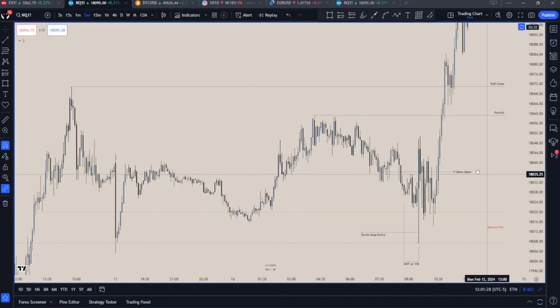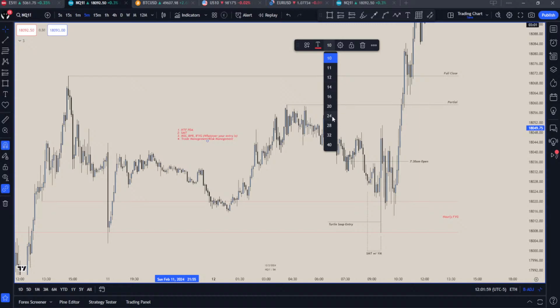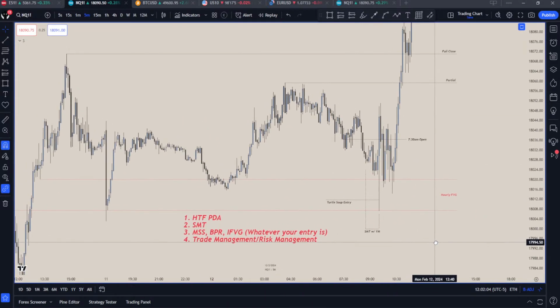And so essentially, as I've posted on Twitter as well, my model is just a higher time frame PD array, SMT divergence, and then we're looking for a market structure shift, balanced price range, inversion, fair value gap, or whatever your entry is, right? And then number 4, the most important, is just trade management or risk management. So this is my model right here. It's not very complicated. It's very simple.